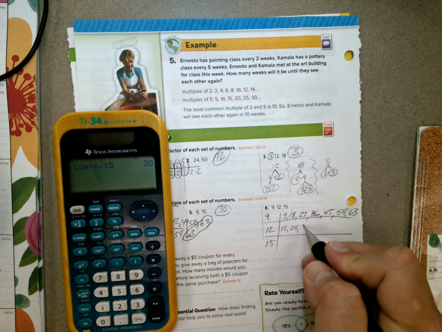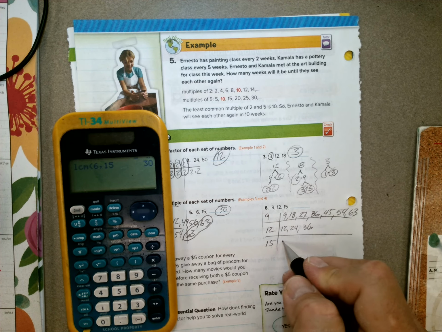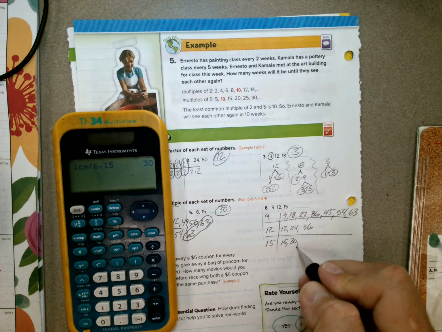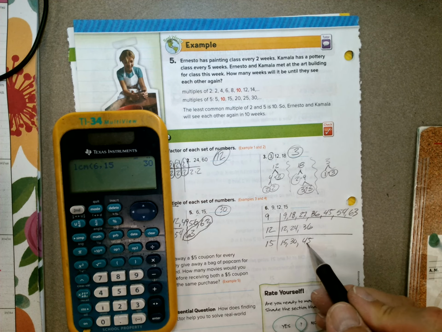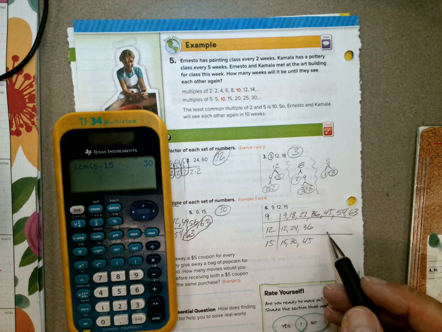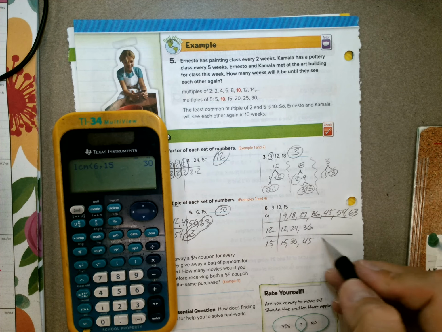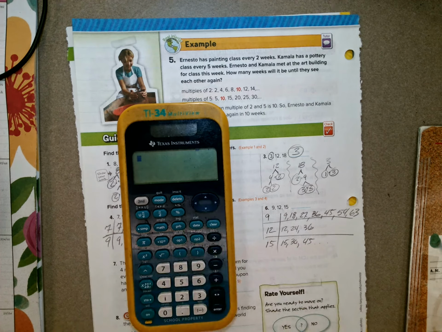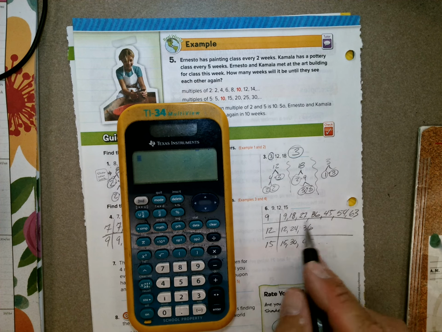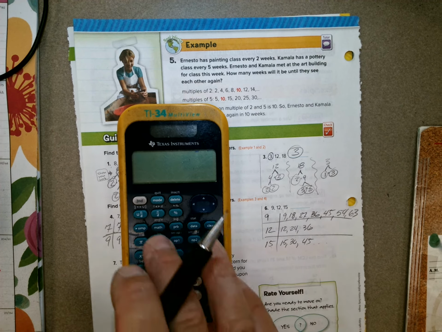12, 24, 36. Oh, there's one. Let's see if this will work. 15, 30, 45. No. But there's one, right? So we keep going and keep going and keep going. And when we carry all this out, it's going to end up being 180. Okay? But you know what? I think we could do it with our calculator because you're going to notice we would have to carry all these out to 180. Let's see if we can do it a little bit differently.